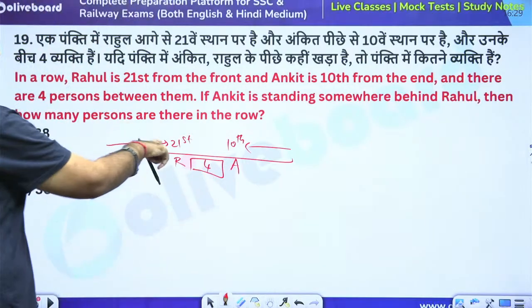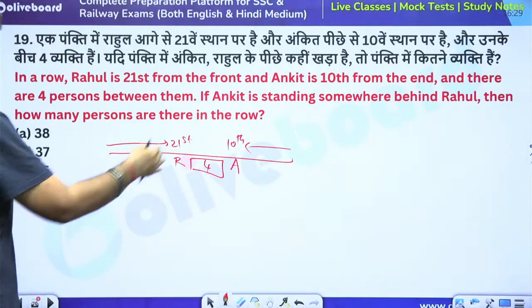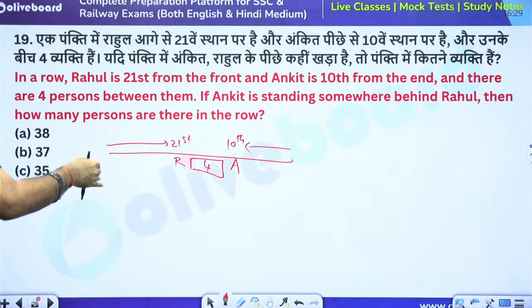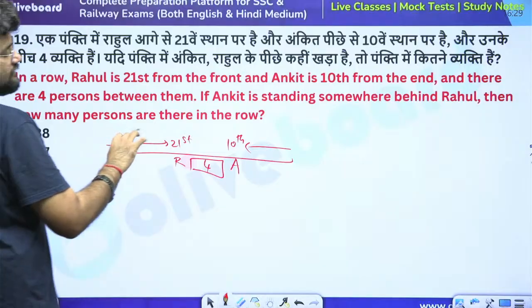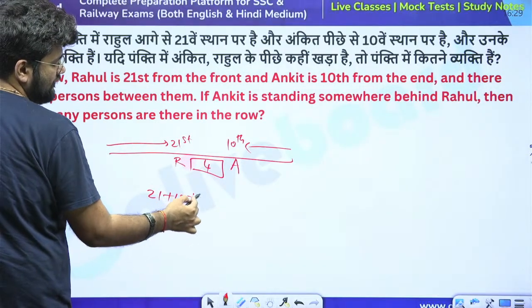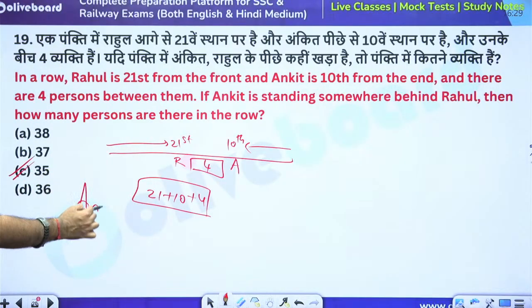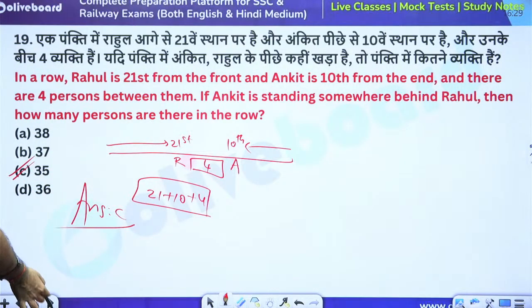Now, they are telling us that Ankit is standing somewhere behind Rahul. That is what solves the problem. If Ankit was standing ahead of Rahul, then this would have been an overlap case. But if Ankit is standing behind Rahul, what is my answer? My answer is 21 plus 10 plus 4, right? So 31 plus 4 is 35. 35 is in option C. So total people are 35 people. Okay.